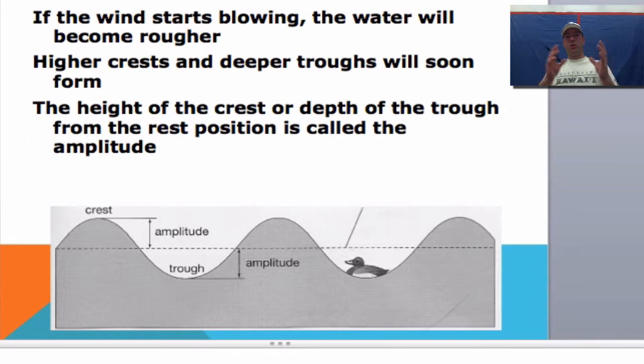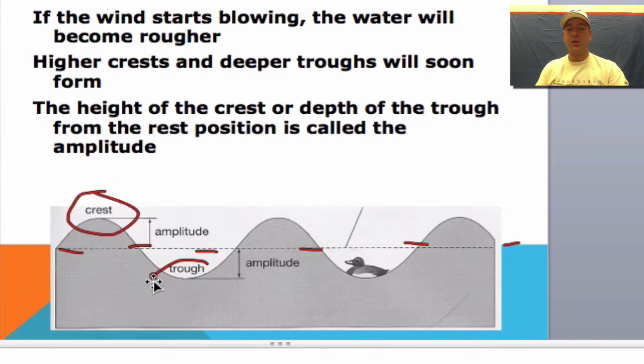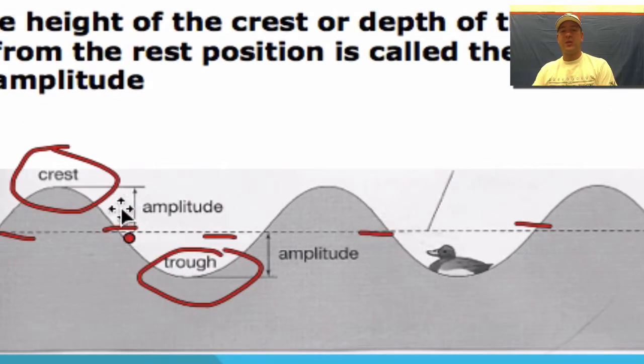So if the wind was to start blowing, the water was to become rough, what we would see is higher crests and deeper troughs would form. So now what happens is that height between what we call the rest position, and I'll just outline that with red right now. The rest position is this dotted line all the way across the screen. So I have my crest up top, which is my high point, my trough, which is my low point. Now the distance from the crest to the resting position is what we call the amplitude. You'll see that right here with this arrow.